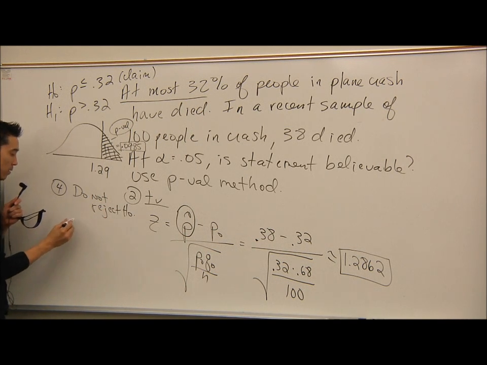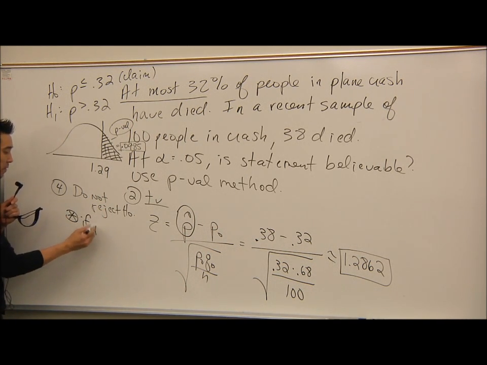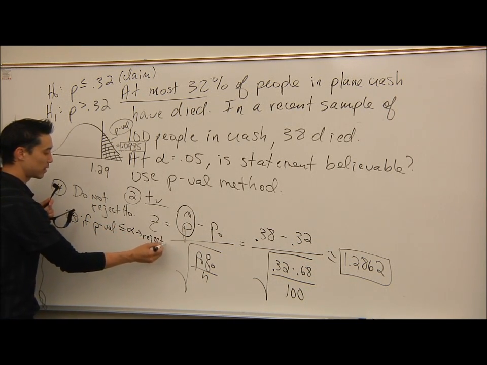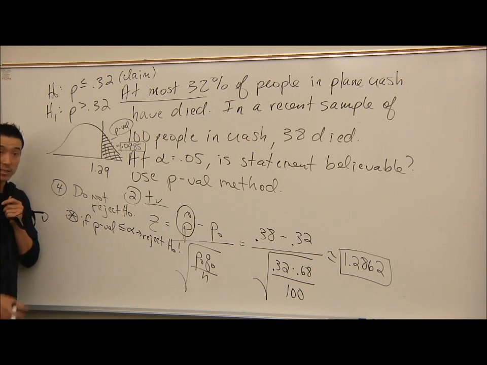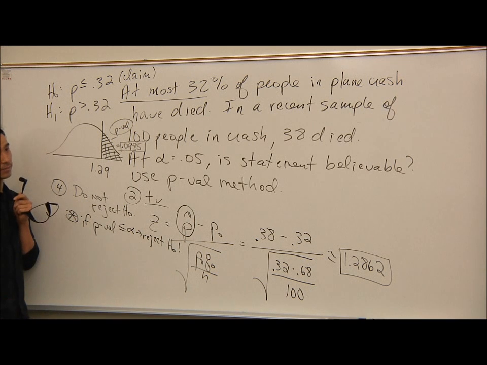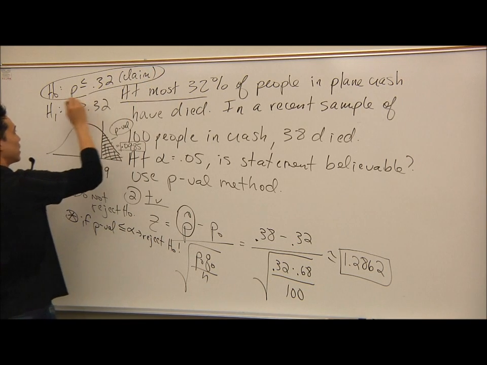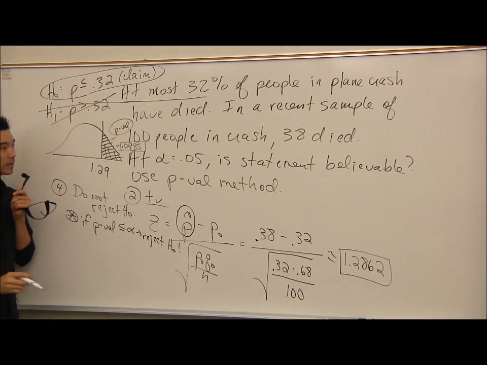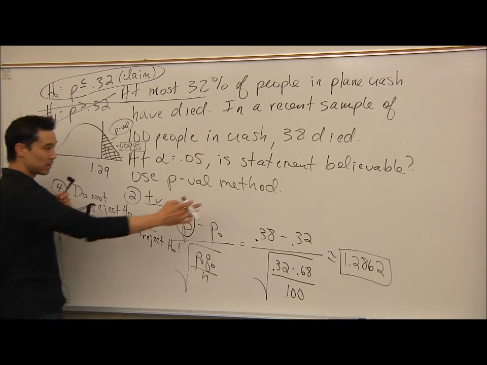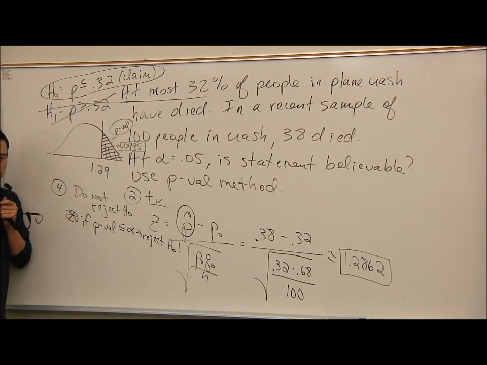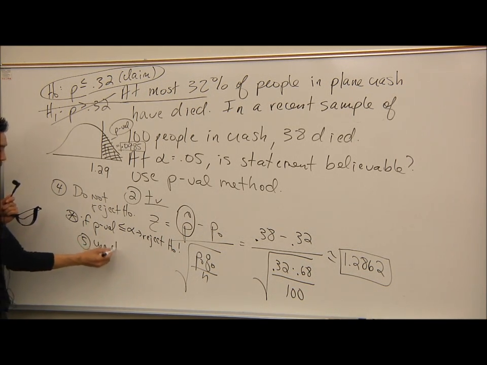Remember, if your p-value is less than or equal to alpha, you reject H0. That's how we determine whether we reject or not. This p-value is bigger, so we do not reject it. If I don't reject it, I'm going to circle this, and I'm not going to go with this. So I circled the claim. The question is, at alpha equals 0.05, is the statement believable? And we're going to say yes, we're going with the claim. There's not enough evidence to suggest that the statement's not believable. So in your own words, yes, the statement is believable.